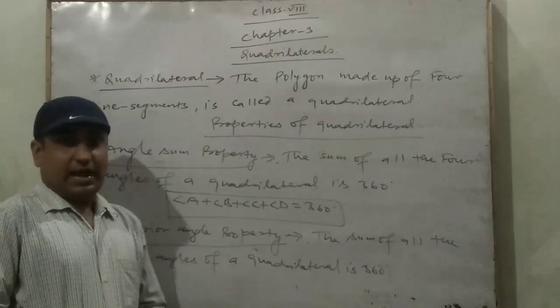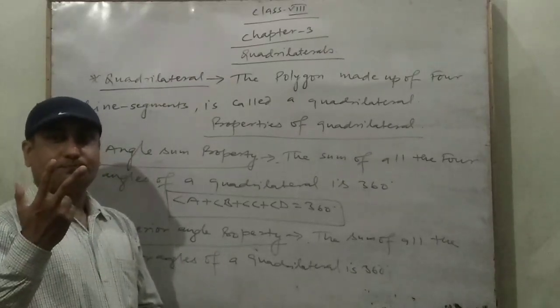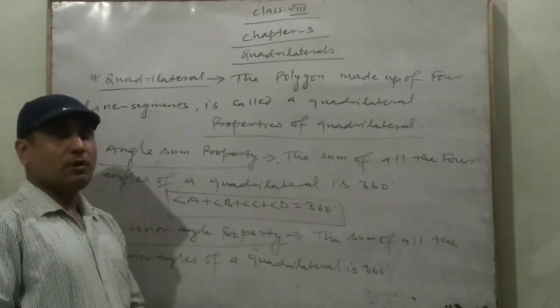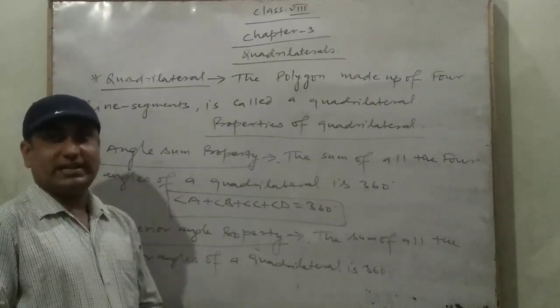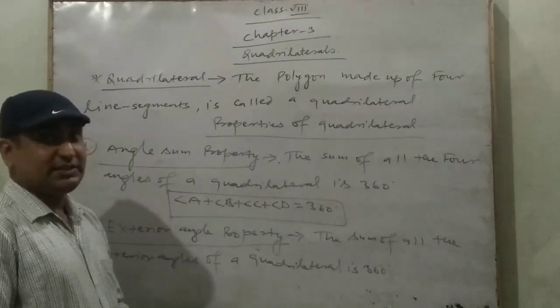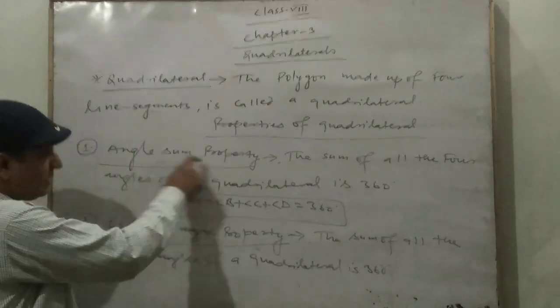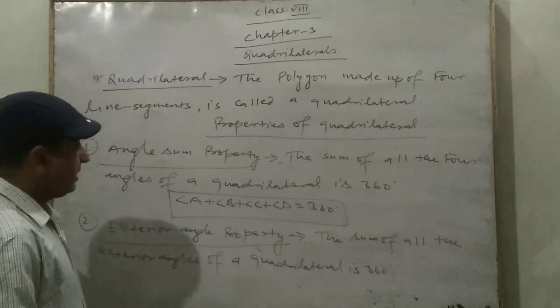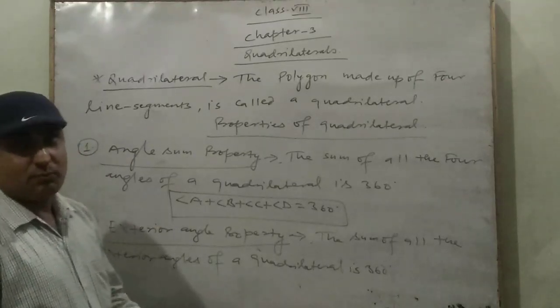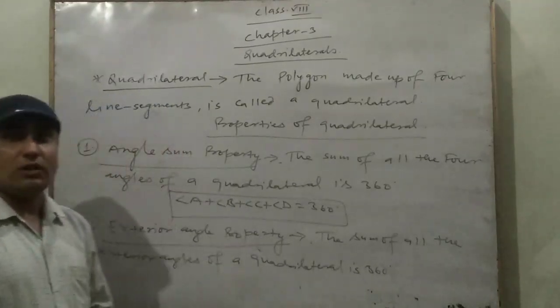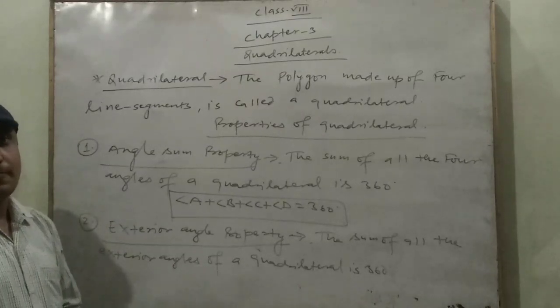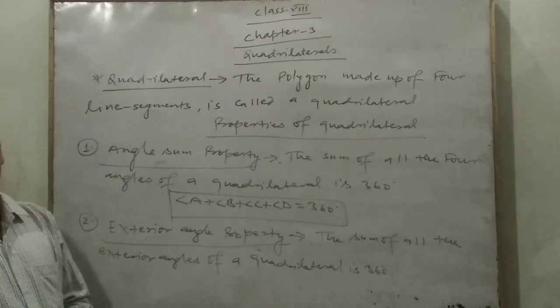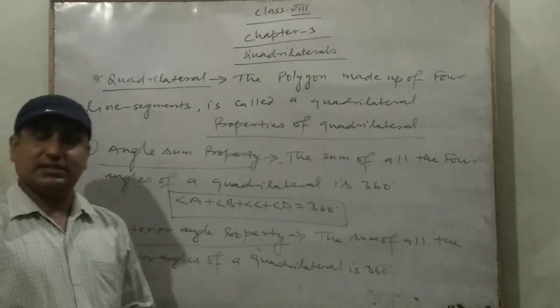And there are mainly two properties of quadrilateral, and these properties are angle sum property and exterior angle property. What is the angle sum property? The sum of all the 4 angles. You know, a quadrilateral has only 4 angles. So the sum of all the 4 angles of the quadrilateral is 360 degree.